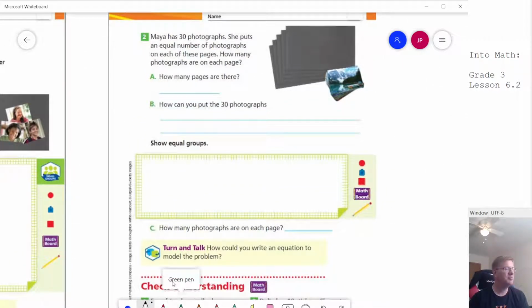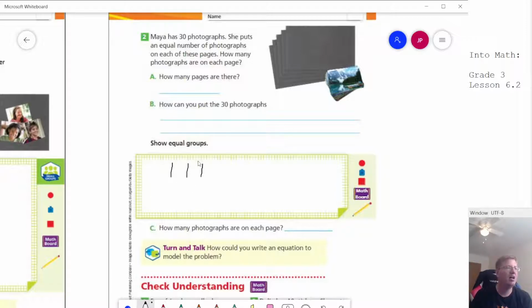Well, we have an even number, so we could put them in groups of 2, groups of 3, or groups of 5 because I can count by 5. So again, we have a lot of different options. I could also represent this using something that we did recently. I could represent 30 with 3 ten blocks, so I could make 3 groups of 10.